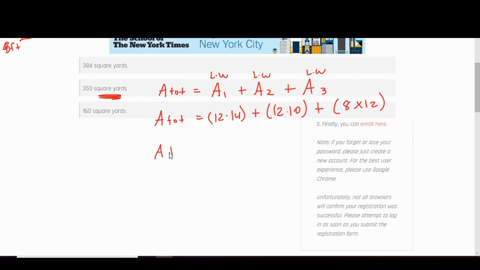So let's keep working this out. We should be able to see right off the bat that 12 times 10 is 120. And if you can't see this, 8 times 12 is the same as 8 times 2 is 16, carry the 1. 8 times 1 is 8, plus 1 is 9, plus 96. And then I'm going to do this one last. 14 times 12.